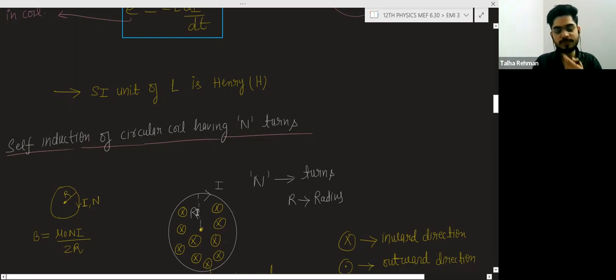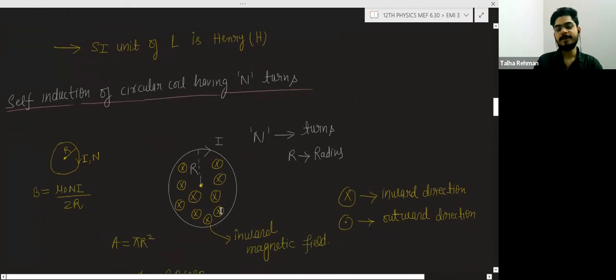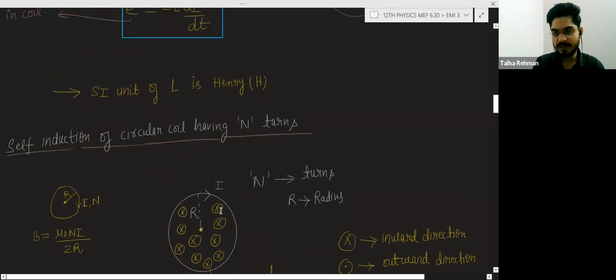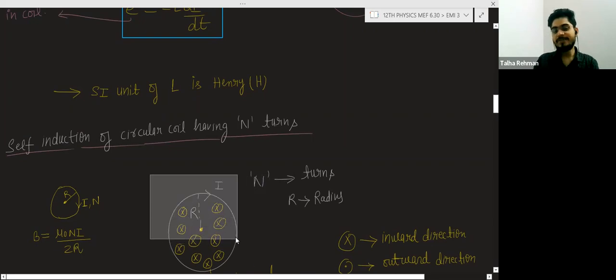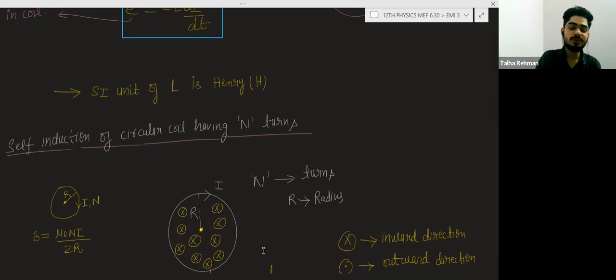R is the radius of the coil. The magnetic field due to this coil having n number of turns is given by mu naught Ni divided by 2R. Okay, this thing is clear. Now, if this current is changing, this magnetic field will change, and due to the change in this magnetic field, there will be a change in the magnetic flux linked with this coil. And whenever the magnetic flux linked with the coil changes, there will be an induced EMF in this coil, and there will be an induced current also.